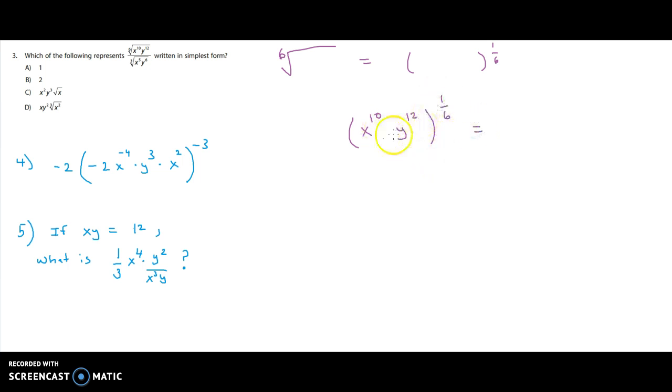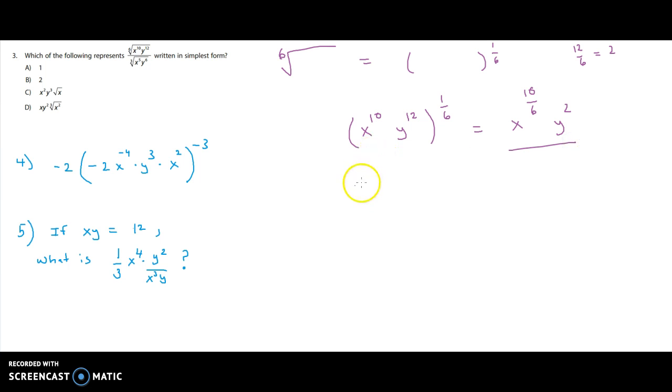So that gets us to x to the 10/6. We'll worry about that in a moment. Don't freak out over weird fractions. And y to the 12/6. But 12/6 is just the same thing as 2, so I'm just going to write that as 2. Okay? So that's the top. And we do the same thing for the bottom.